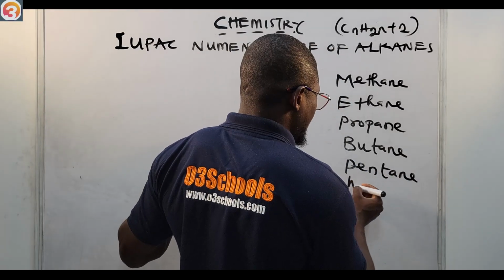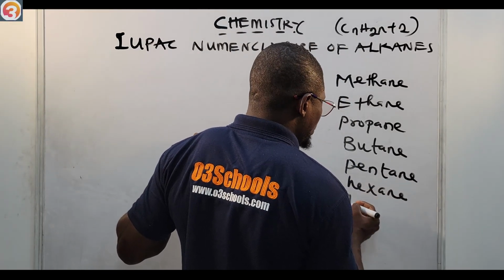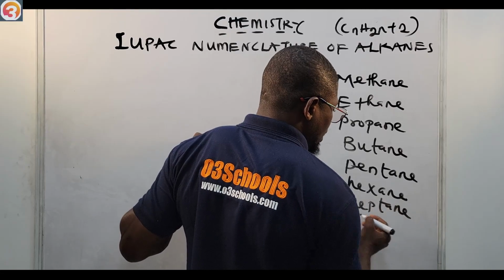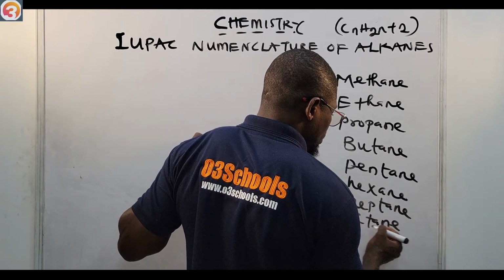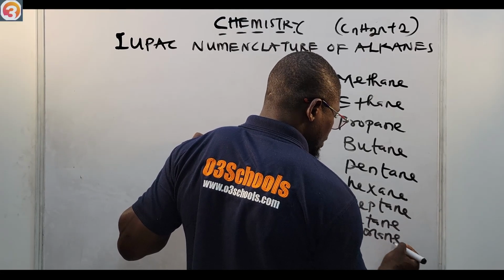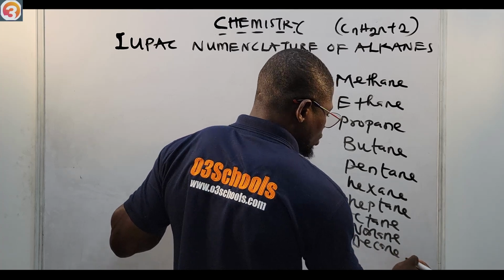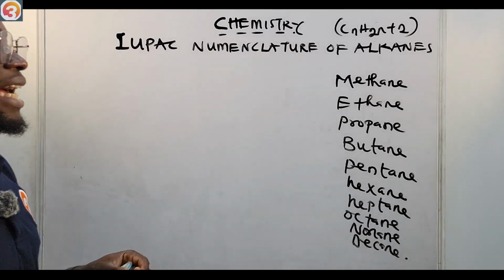The next one is hexane, from hex. Then we have heptane, then octane, nonane, and then decane. So these are the first 10 alkanes.